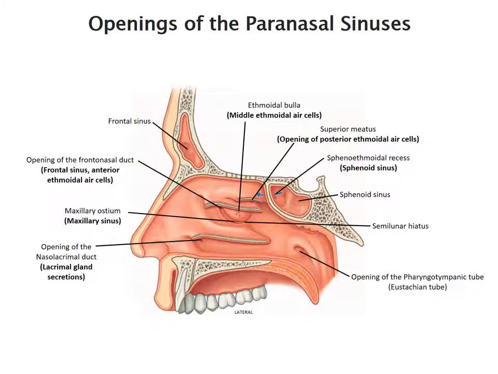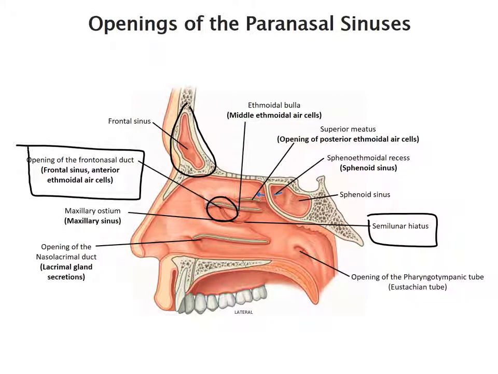Now let's take a look at the openings for the other paranasal sinuses. Here's the frontal sinus within the frontal bone. The opening of the frontal sinus is here in the superior aspect of a semilunar hiatus. This opening is referred to as the frontal nasal duct. The frontal nasal duct is a small tube which connects the frontal sinus to the middle meatus.